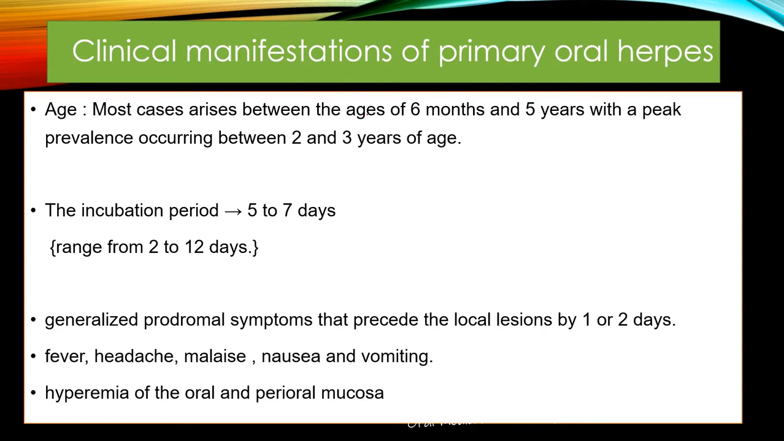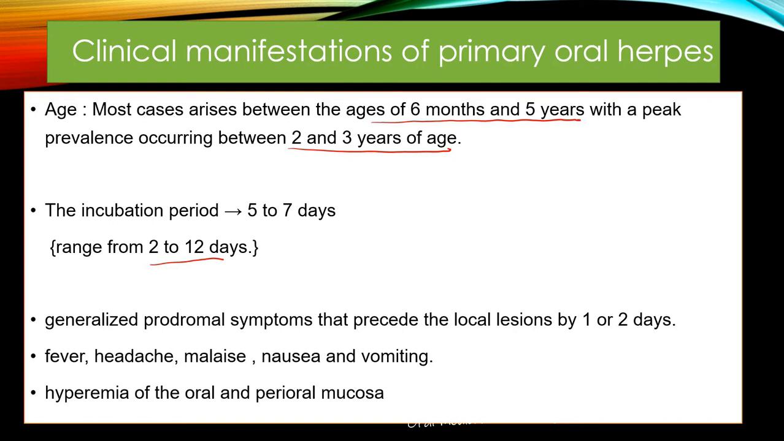So what are the clinical manifestations? As I've already mentioned, it's between the age of 6 months to 5 years, and the peak is 2 to 3 years of age. Incubation period is 5 to 7 days. What is incubation period? It is the period between exposure to an infection and appearance of the first symptoms. So after the herpes virus enters the body, it takes about 5 to 7 days for the appearance of the first symptom. It may range from 2 to 12 days and it's called the incubation period.